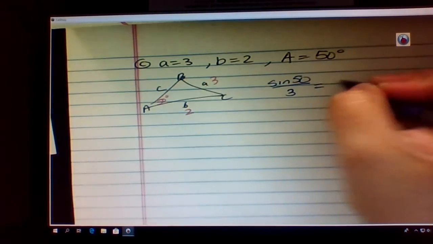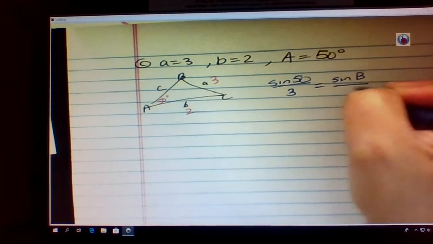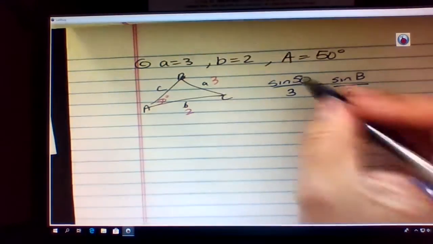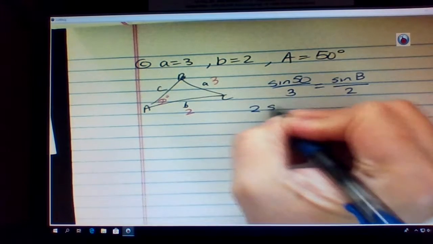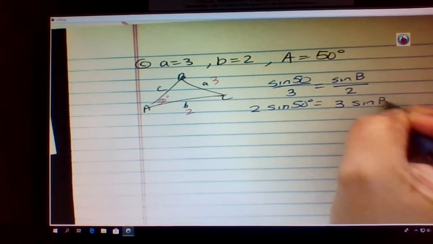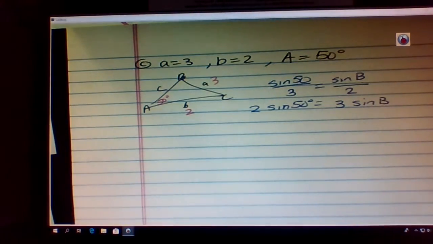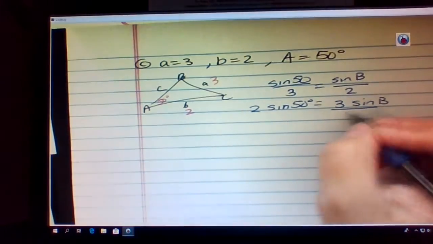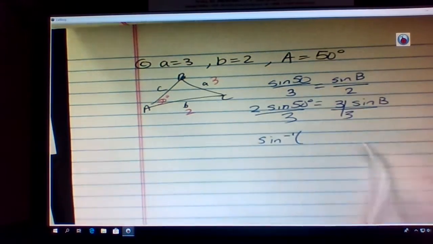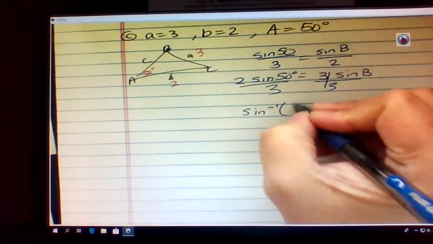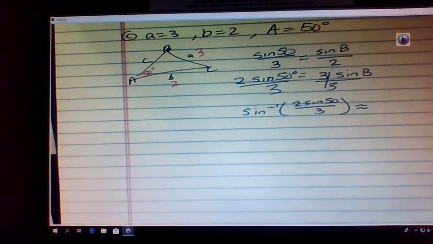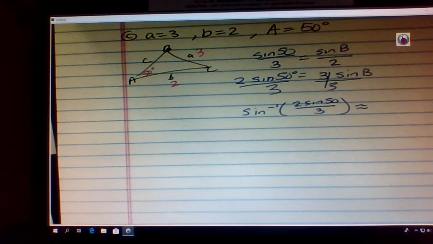And I am looking for sine of B, but I know that the side is 2. When you cross multiply, it becomes 2 sine of 50 degrees equals 3 sine of B. What do you have to do to figure out the sine? Divide by 3. But because we're looking for an angle, you need to make sure you do the inverse: the inverse sine of 2 sine of 50 over 3. When you do that, what do you get for your angle?